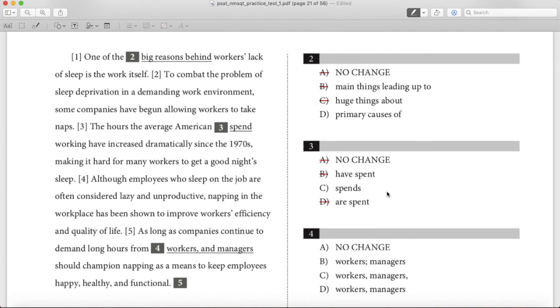Technically, you don't even have to read the sentence. If you know you're being tested to make it match a number, you don't have to read the sentence. Just find the odd man out. You'll probably get it right. Does that make sense, guys? Yes or no? Yes. Okay. Just a little trick there.